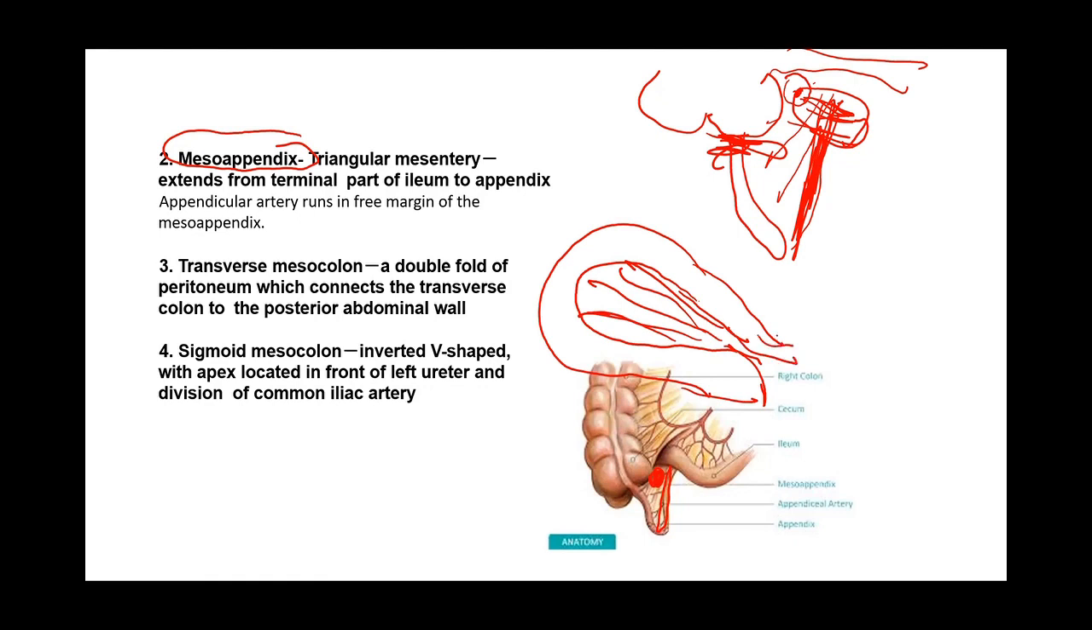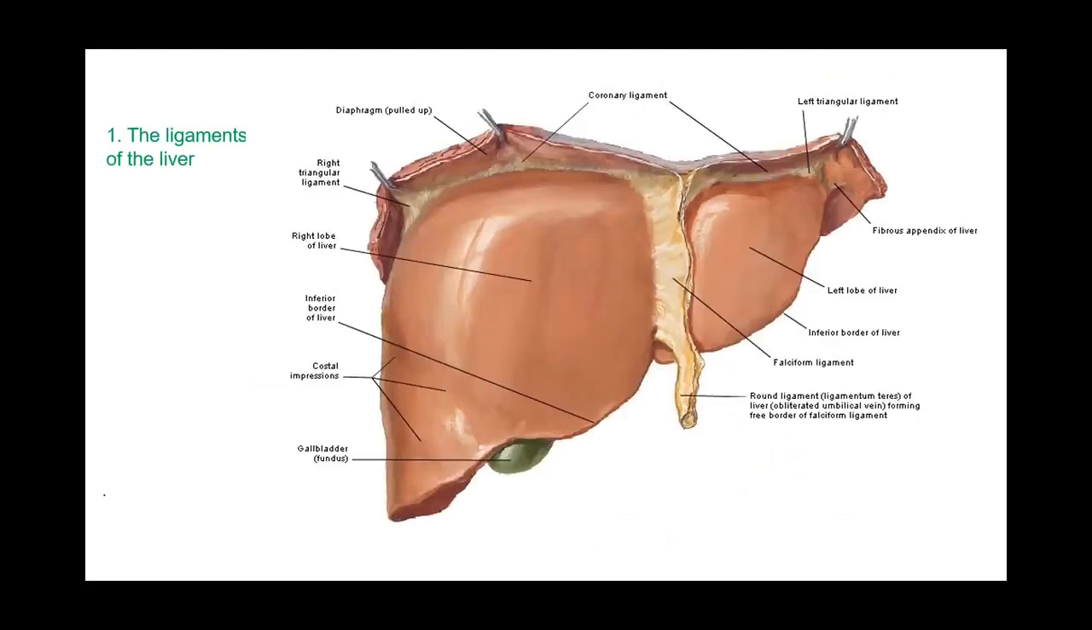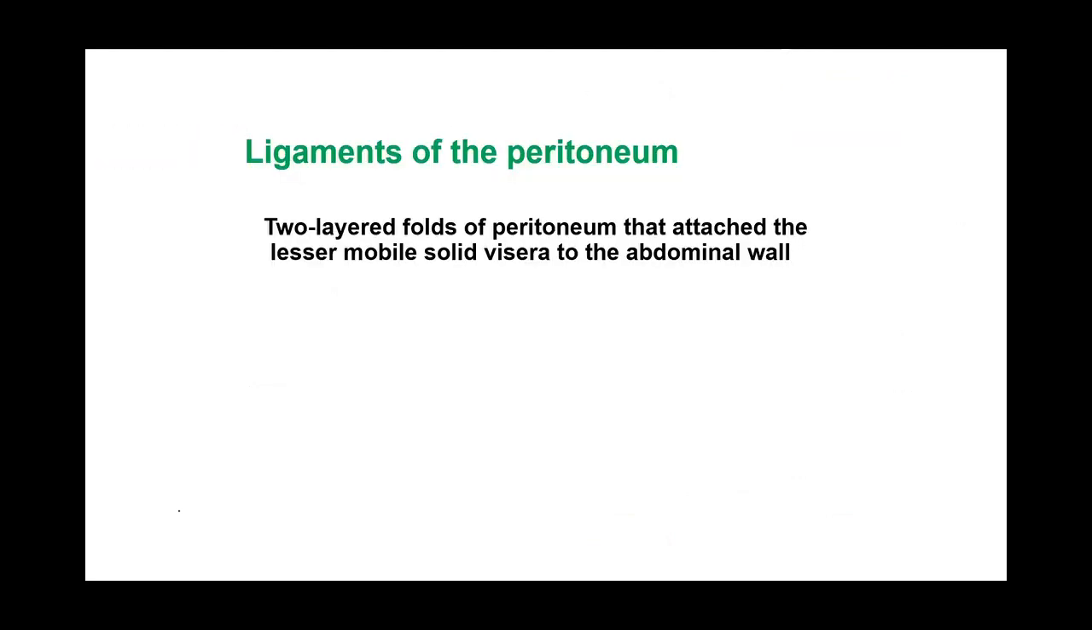And you can see it's an inverted V-shaped with the apex located, okay, in front of the ureter and the division of the common iliac artery. Okay, now let's quickly talk about the ligaments of the peritoneum.